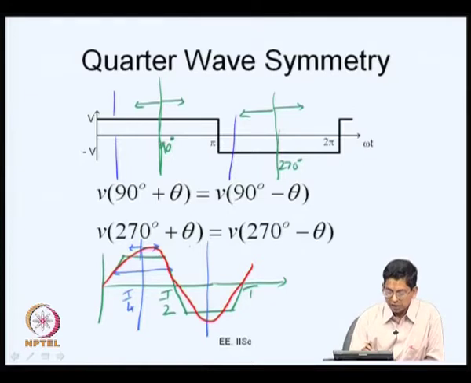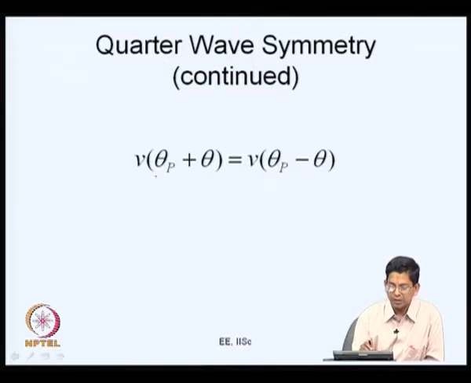So, what we are saying as 90 degrees here and what we are saying as 270 degrees here are nothing but the instants at which the fundamental component is at its peak. Now, let us say theta p is any instant at which the fundamental component is at its peak. So, if this property is satisfied in addition to half wave symmetry, we call this quarter wave symmetry.